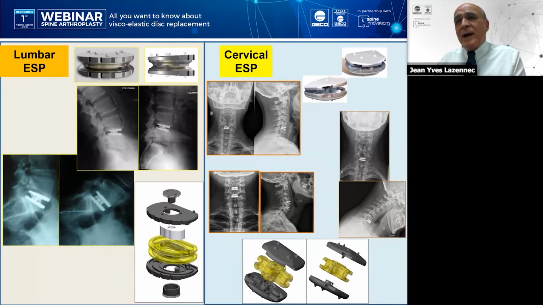Marc-Antoine explained very well the difference between those two implants, and you have here the type of construct of the lumbar and the cervical disc. You see they have limiters and they have very special cushion, different for lumbar and cervical implants.